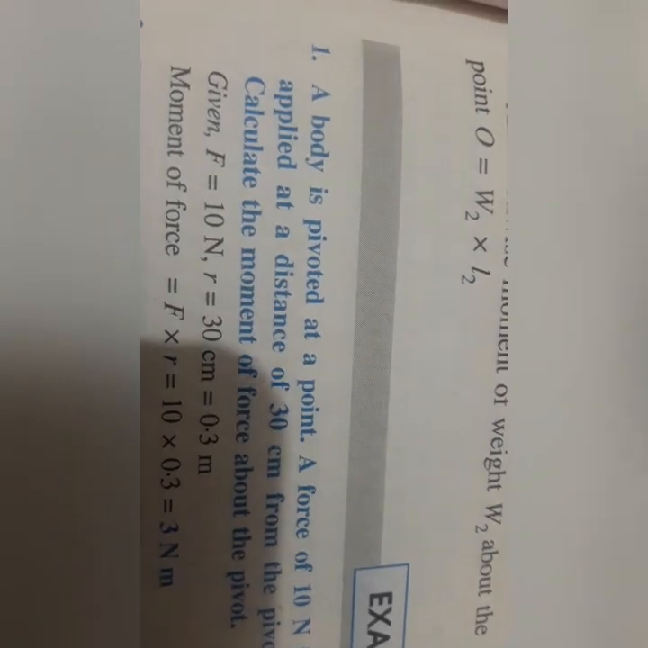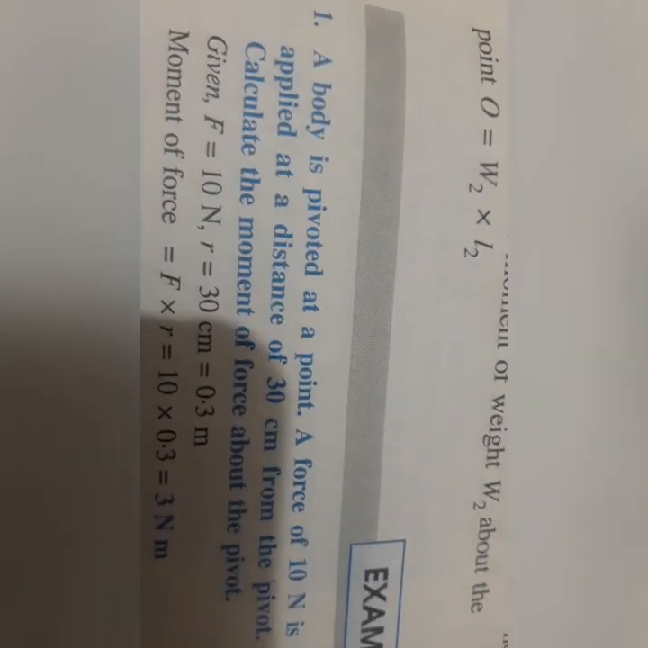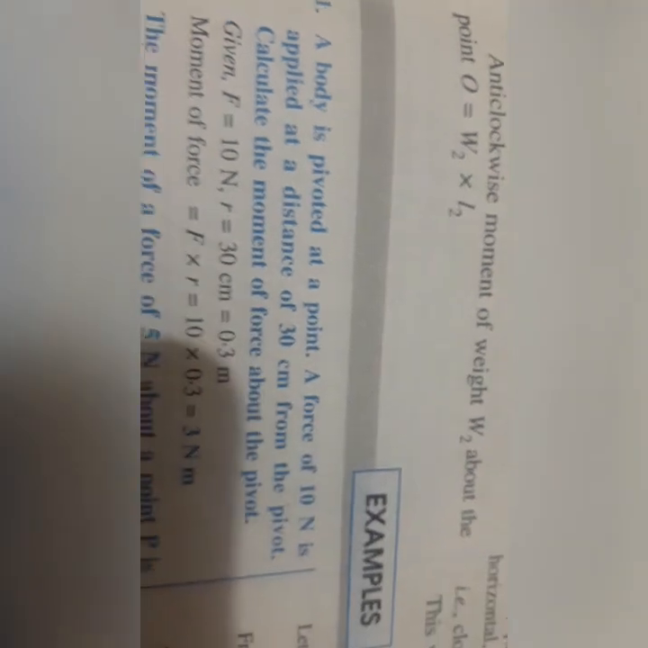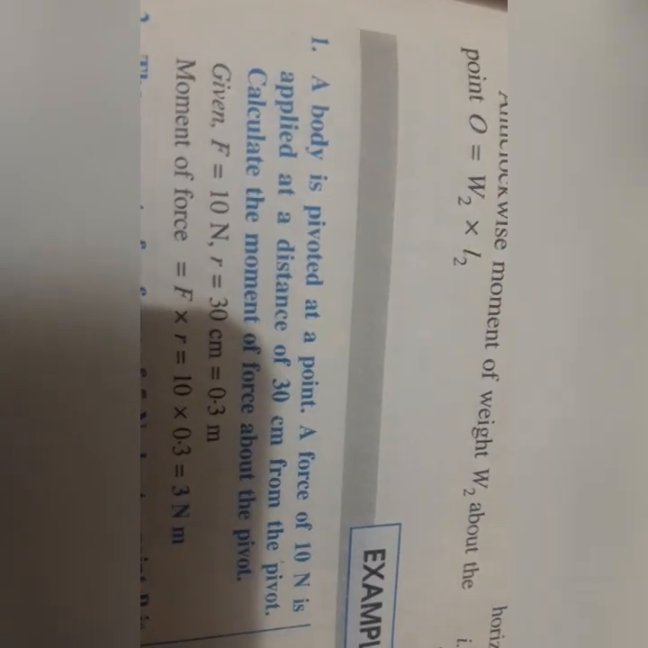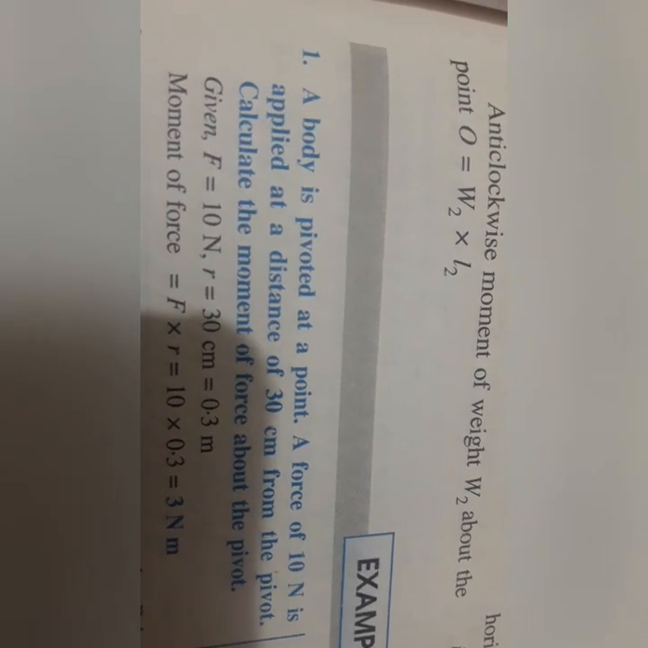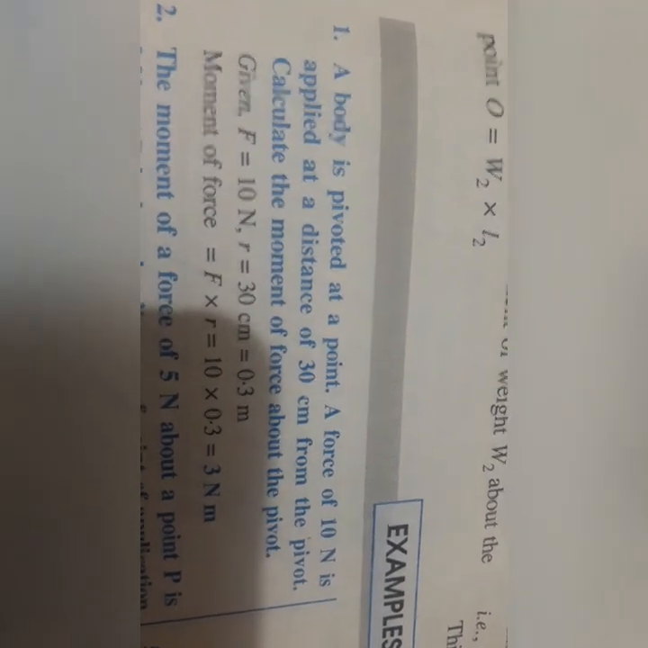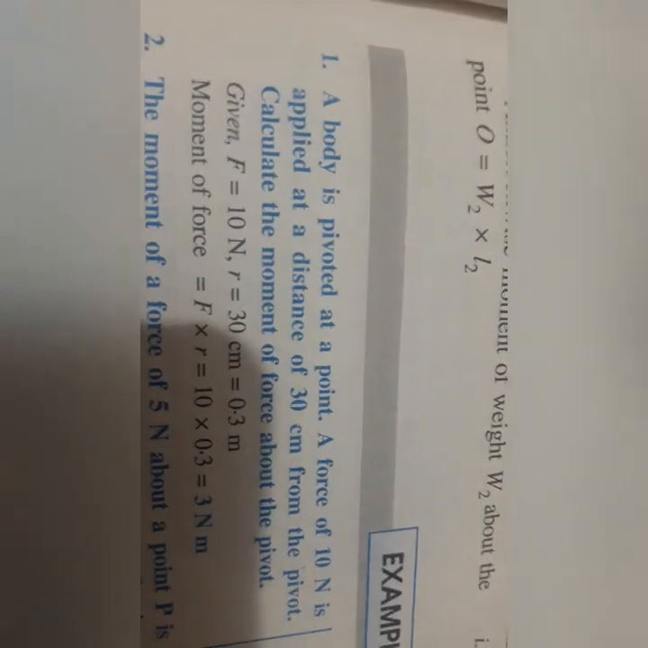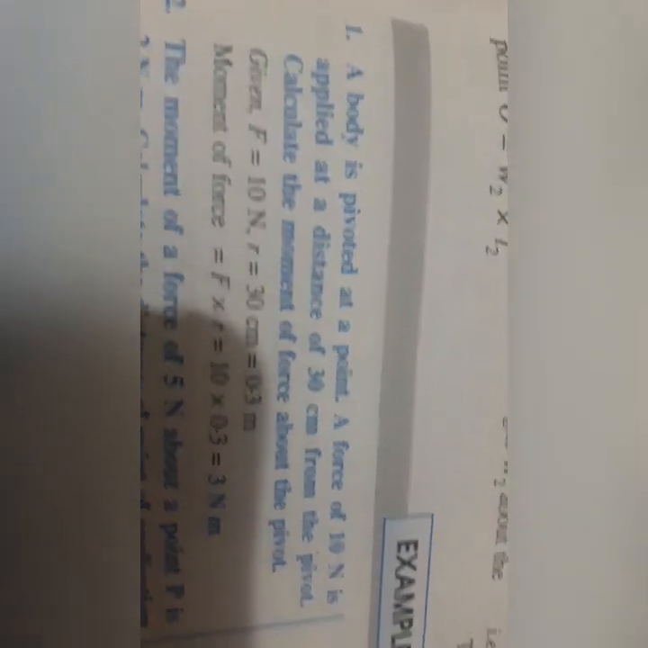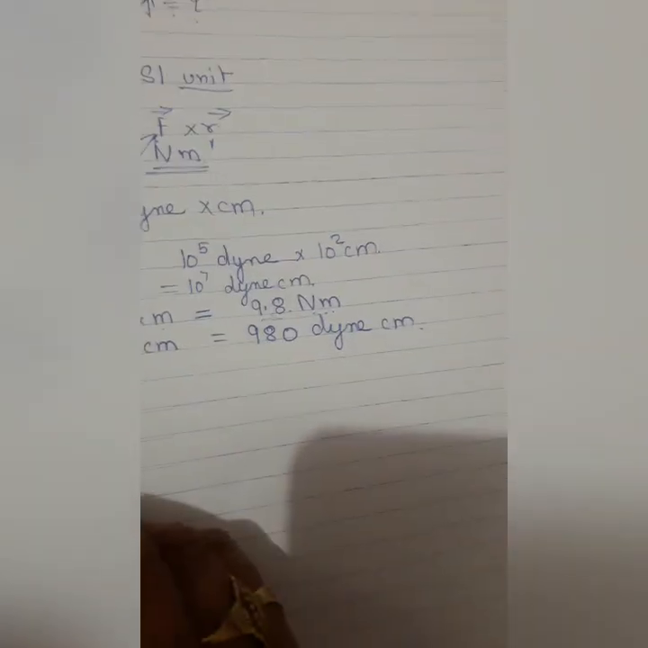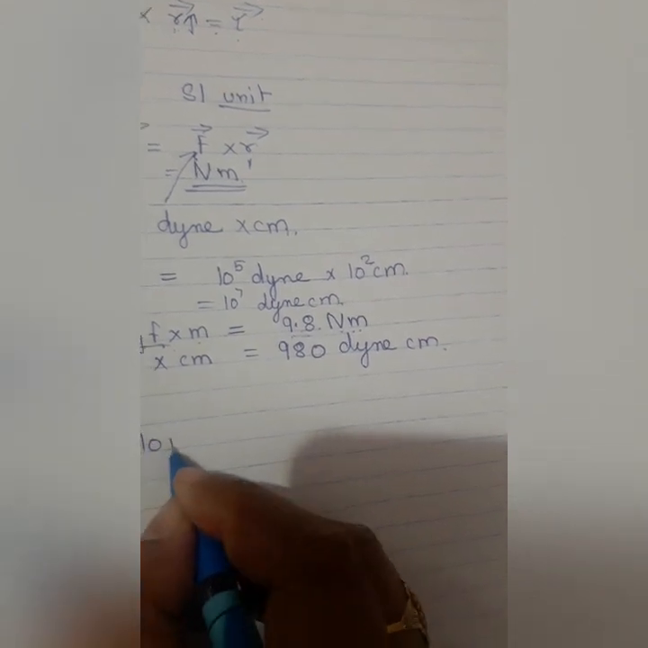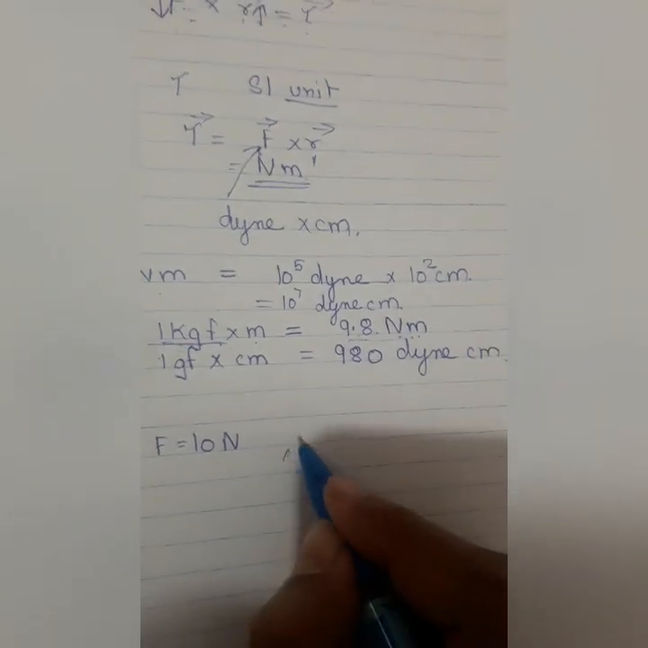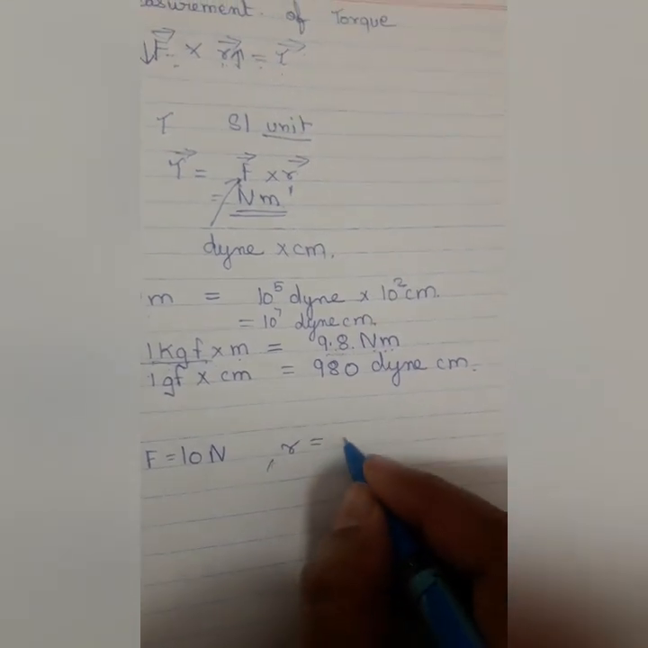The first example you can see: a body is fixed at a point. A force of 10 Newton is applied at a distance of 30 centimeter from the fixed point. Calculate the moment of force about the fixed point. So here we can solve this question easily. The force is given as 10 Newton and the perpendicular distance is given as 30 centimeter.